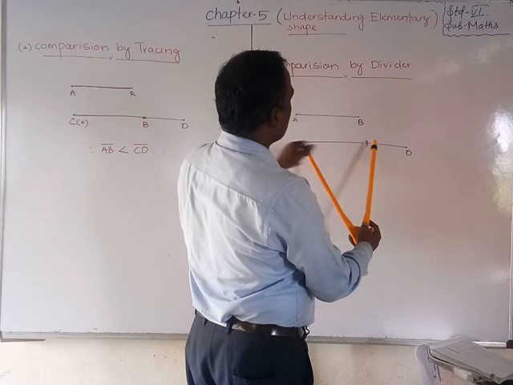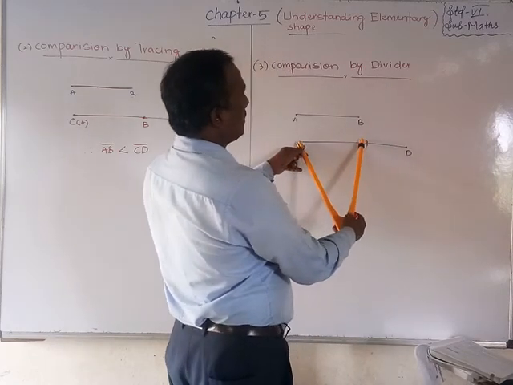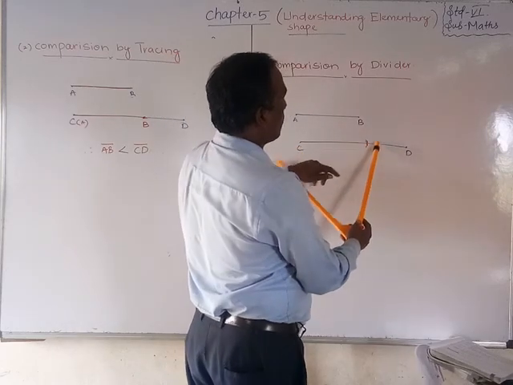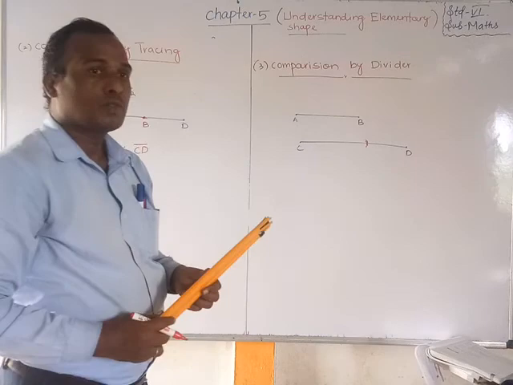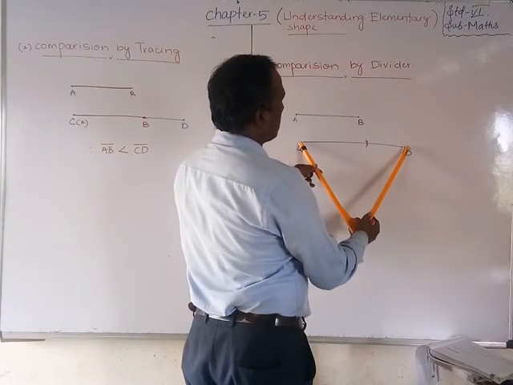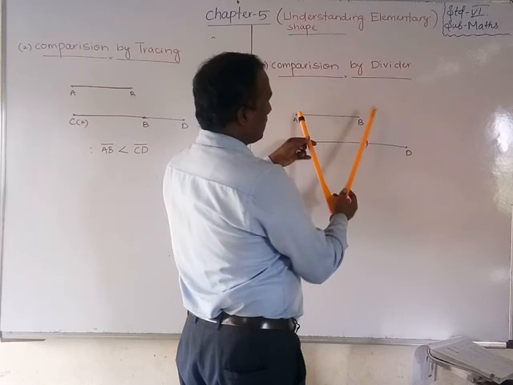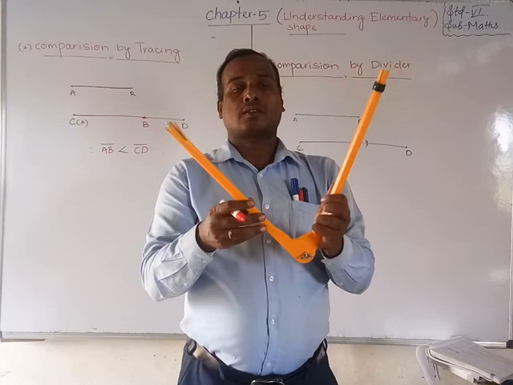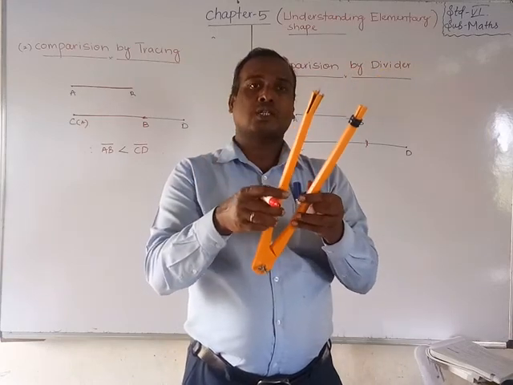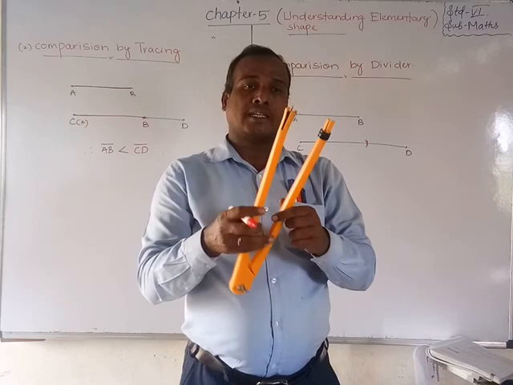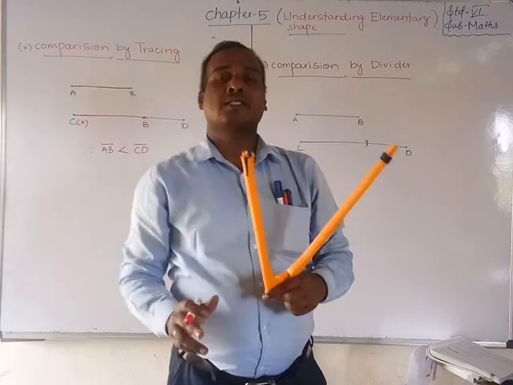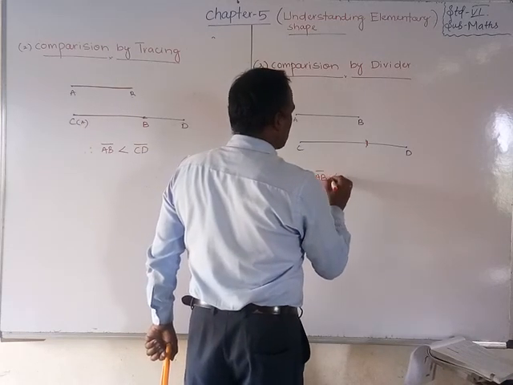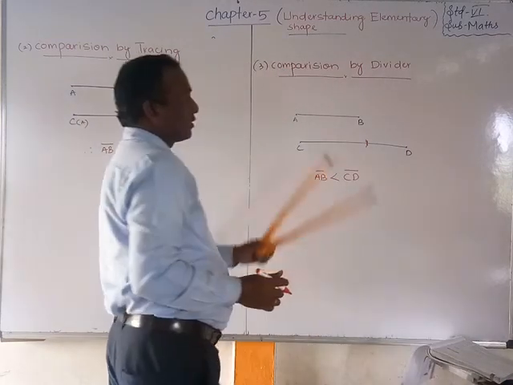That means there is extra, it needs to extend up to here. So from here to here we get the extra length to extend. So we understand which one is bigger. Whenever the two arms of the divider are decreasing, that line is the smaller, and if it is increasing, that one is larger. So we understood that AB is smaller than CD by the compass.